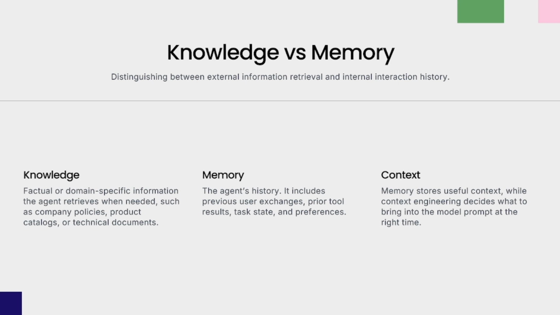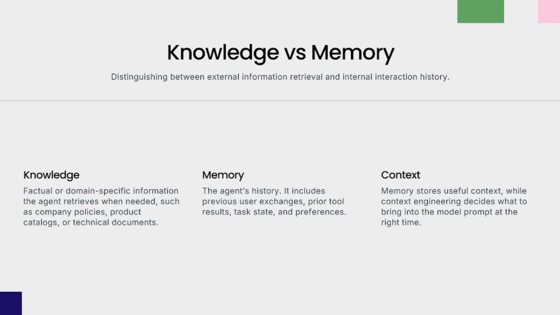So knowledge is factual or domain specific information the agent retrieves when needed, such as policies, products, categories, and technical documents, as we have said. And then we have what we call the knowledge base or the vector database, where this knowledge is stored and vectorized using a machine learning model. An example of such a database is Weaviate, and for a RAG database, that's retrieval augmented generation, we have open source Chroma DB, or you can use cloud platforms like AWS, Azure, and Google.